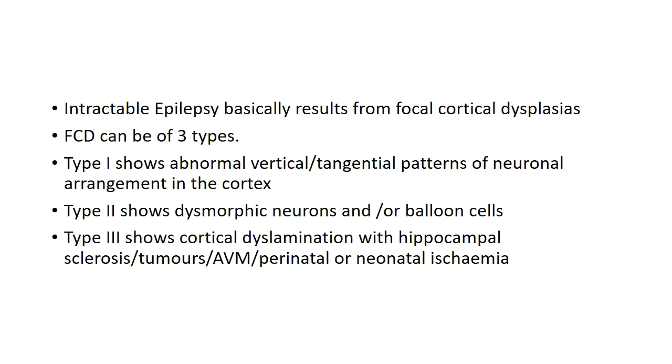And finally, we also discussed the intractable epilepsy or the drug-resistant epilepsy, which basically results from focal cortical dysplasias, which are of three types, type 1, 2, and 3, of which type 1 is basically due to the abnormal vertical or tangential arrangement of the neurons in the cortex, whereas type 2 typically results from cortical dyslamination with dysmorphic neurons and/or balloon cells in type 2A and 2B respectively. And in type 3, in addition to the cortical dyslamination, there is either hippocampal sclerosis or associated brain tumors or arteriovenous malformations, or for that matter, a perinatal or neonatal ischemia.